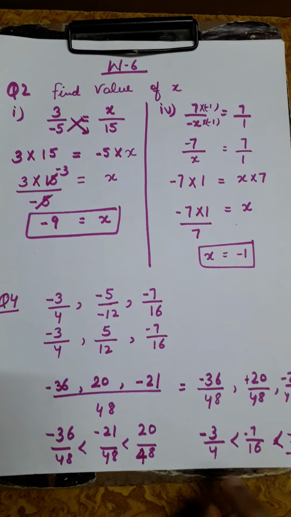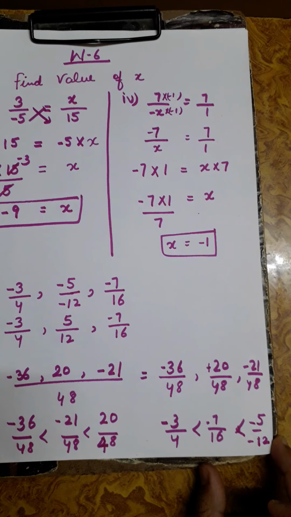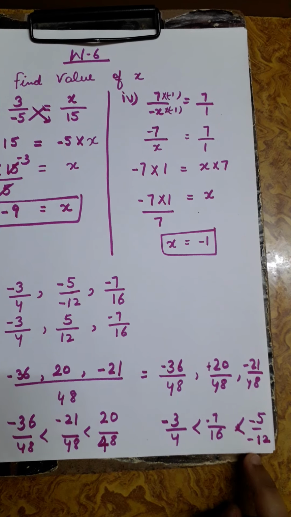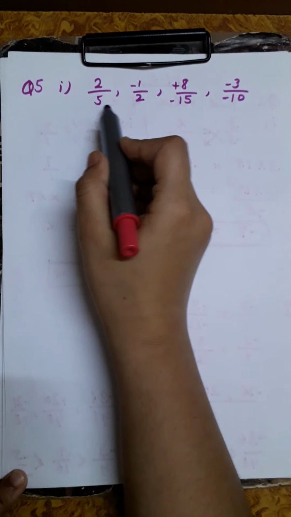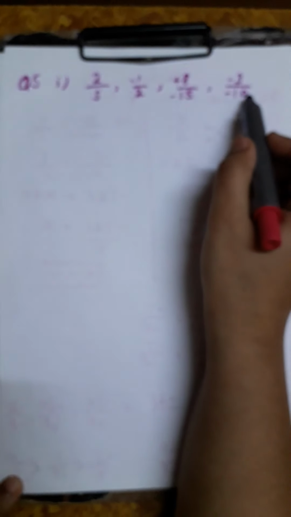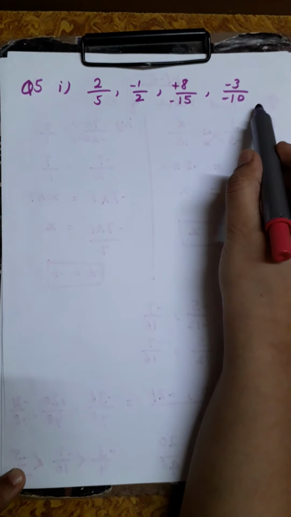Okay, so minus 3 by 4 is less than minus 7 by 16, and minus 7 by 16 is less than minus 5 upon minus 12. So now in question number 5, it is given that we have to arrange these four rational numbers in descending order. So the first step is to make the denominator positive.